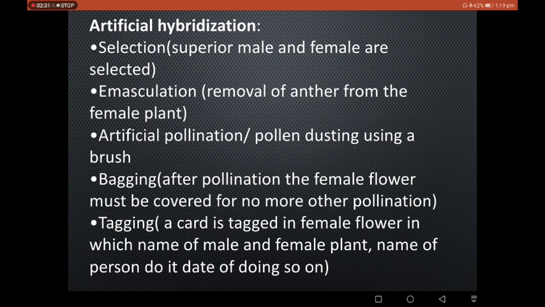Then the next stage is tagging. A card is tagged to the female flower, on which the names of the male and female plants, the name of the person doing it, the date of doing it, and so on are written. It is for future reference.